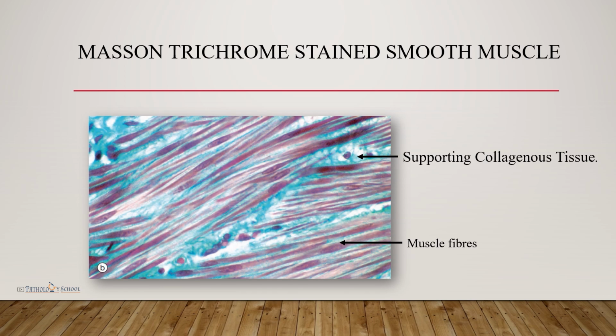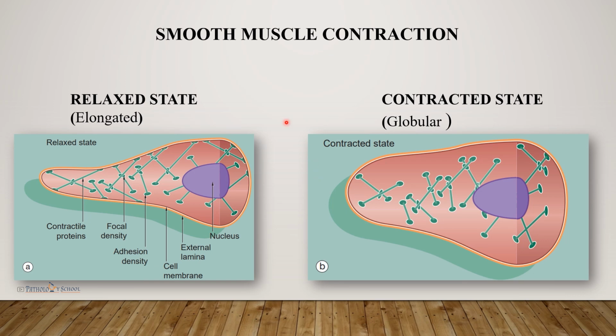In the mesenteric stain of smooth muscle, we can clearly appreciate the green colored stain supporting collagenous tissue and the red muscle fibers. Smooth muscle contraction occurs because contractile proteins are inserted in the cell membrane as focal densities and focal adhesion densities. So when the smooth muscle is relaxed, it looks elongated, and when it is contracted, it forms a globular shape.